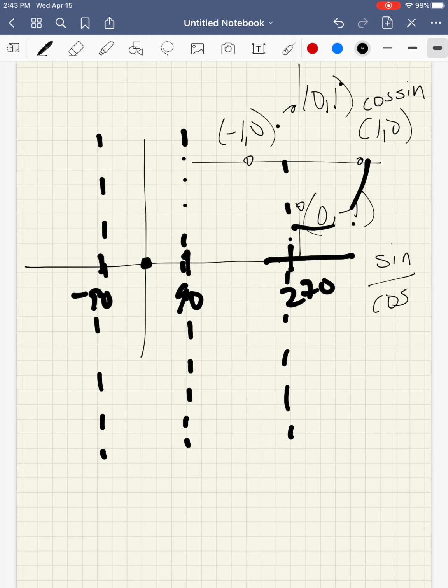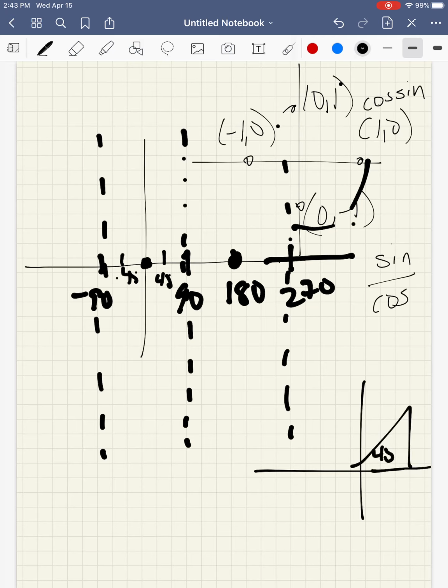Okay, what is it right here? At 180, it's 0 over 1, which is 0. Okay, so let's think about some numbers in between here. Like, what about if we put 45 and negative 45? So let me just draw a sketch of that so we can figure that out.